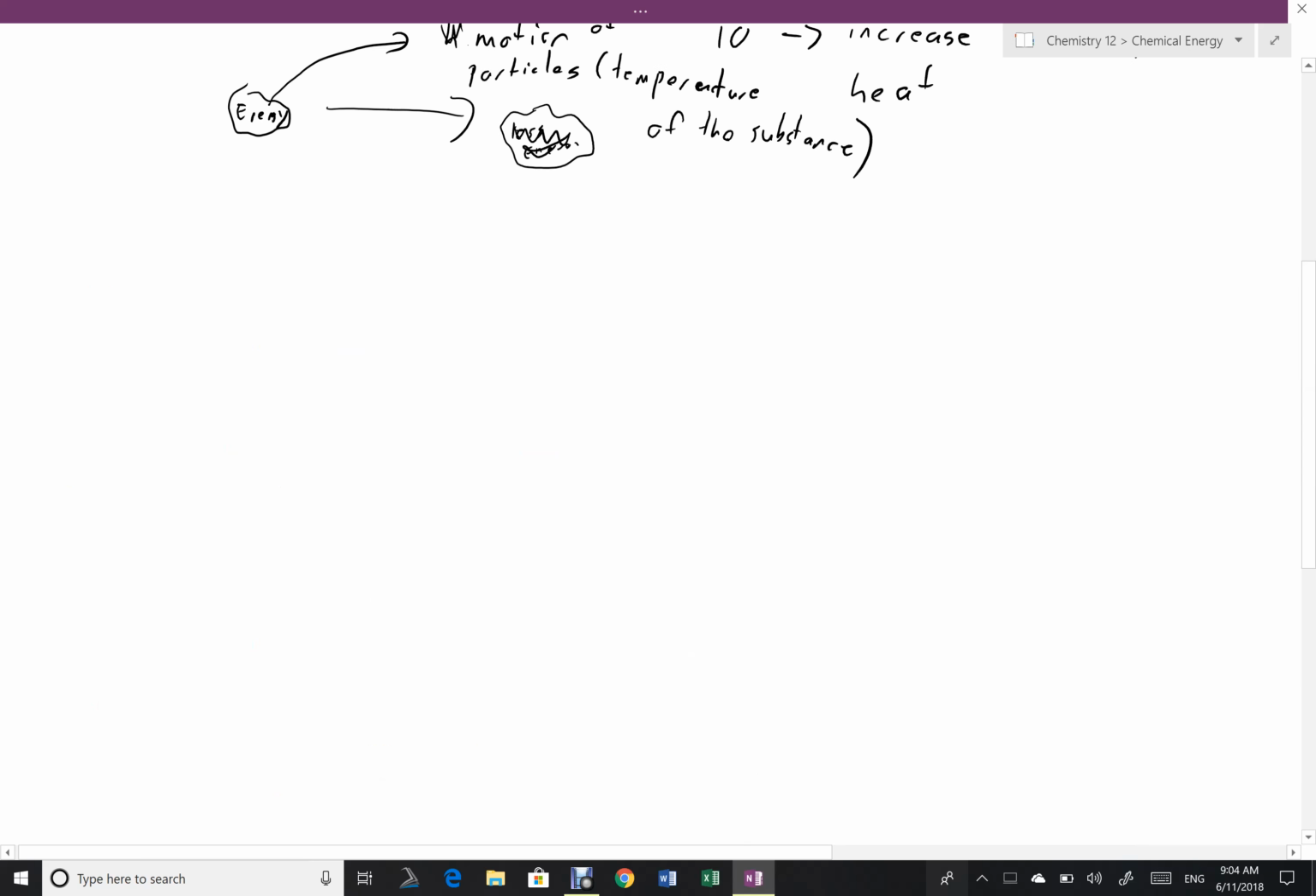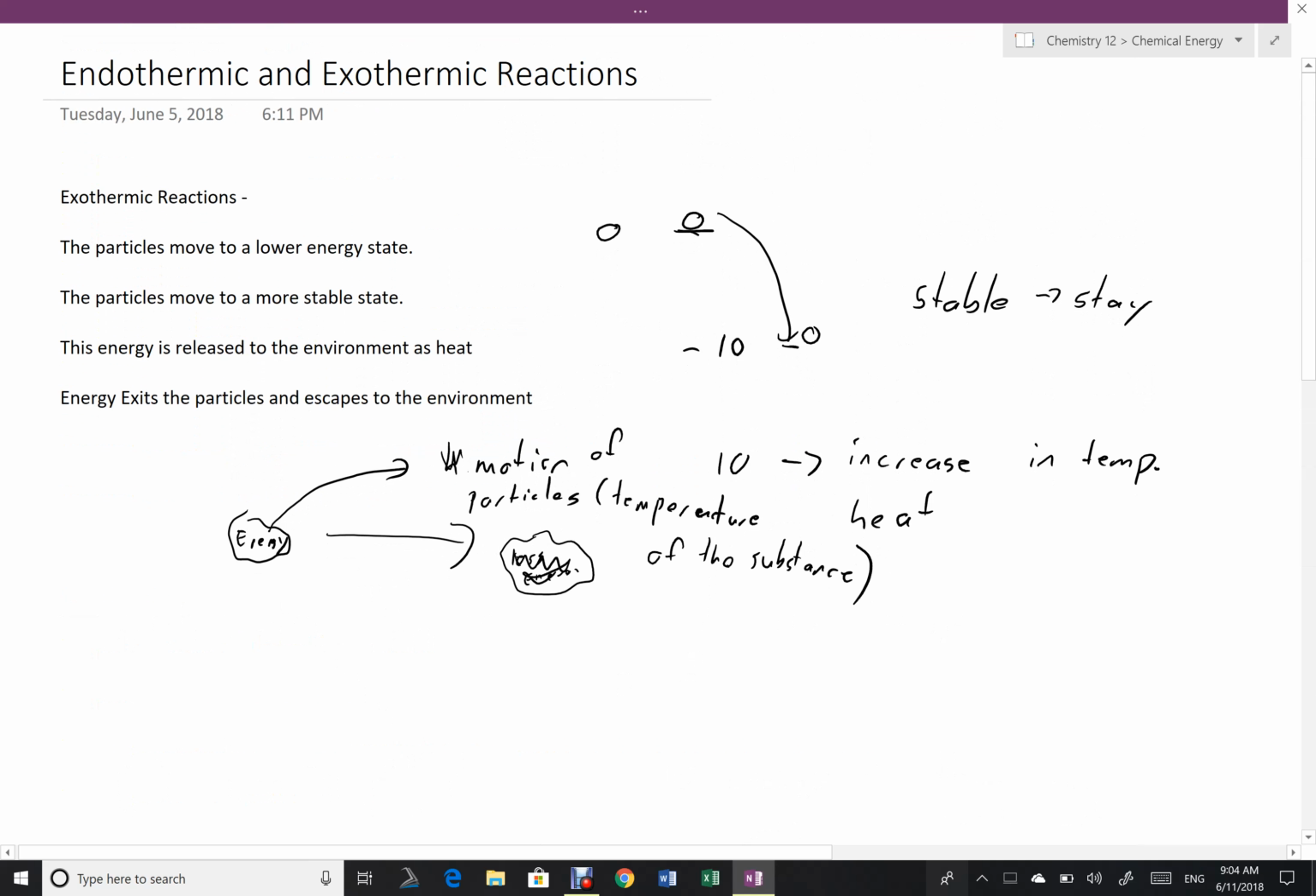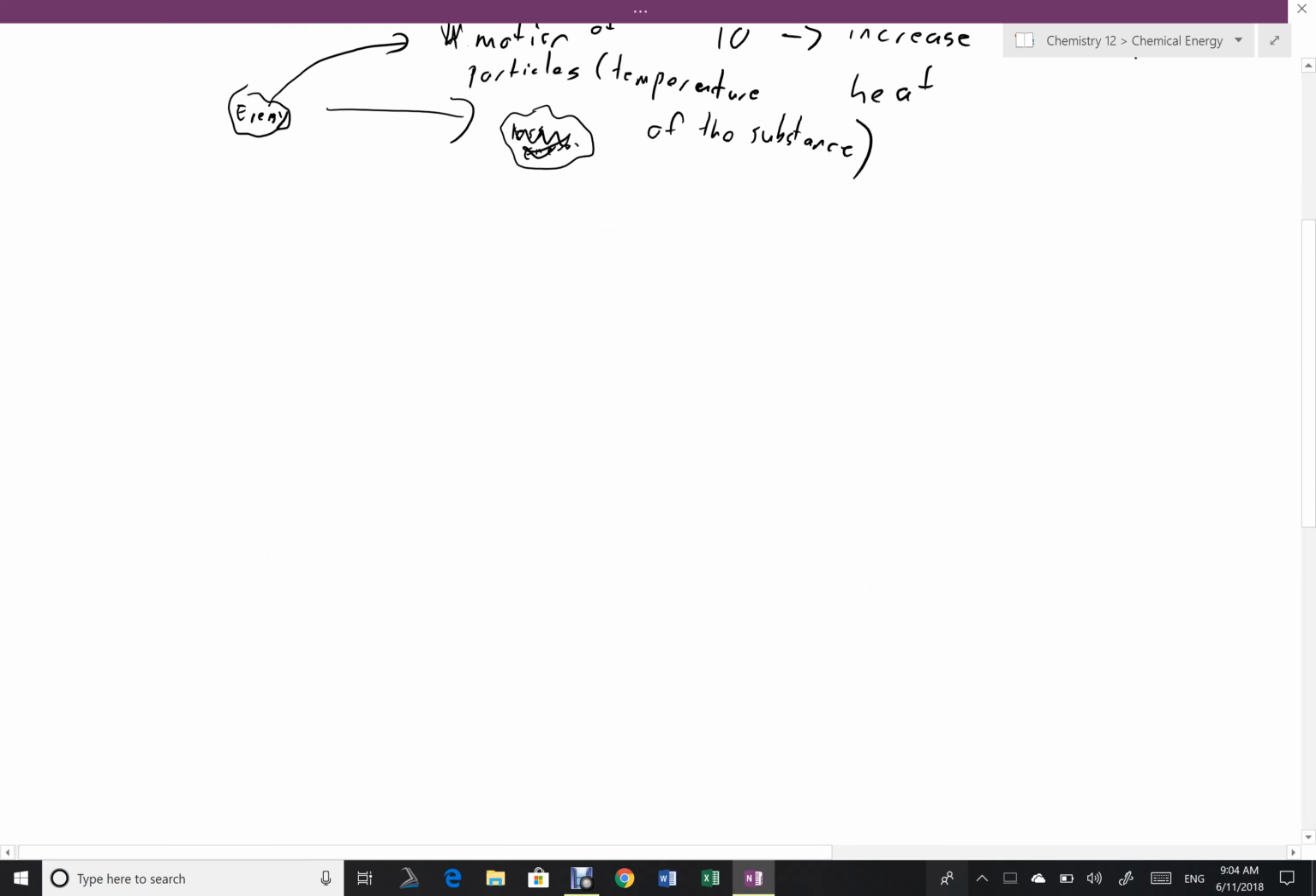Just a quick recap here then. Exothermic, the particles going to a lower energy state. That means the energy is coming out of the particles and being realized out of the reactants and being realized as the motion of the particles in the environment, and that's going to cause the environment to heat up. If it went from 0 to 10, that 10 that gets released, or that 10 that's available, can be used as heat or as the speed of the particles. Energy is exiting, that's why we say exothermic. Energy is exiting the particles and going into the environment.